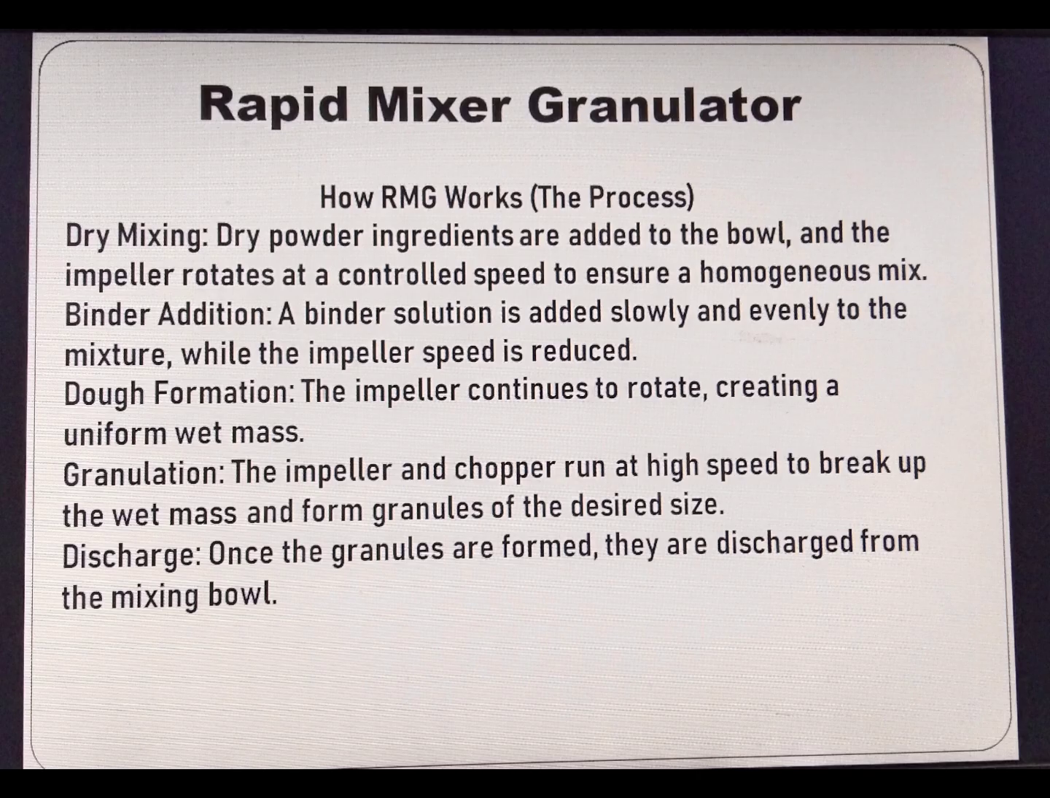How does RMG work? The process: dry mixing. Dry mixing ingredients are added to the bowl and the impeller rotates at a controlled speed to ensure a homogeneous mixture. Binder addition. A binder solution is added slowly and evenly to the mixture while impeller speed is reduced. Dough formation. The impeller continues to rotate, creating a uniform wet mass.